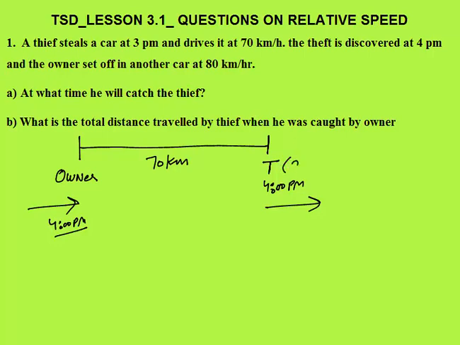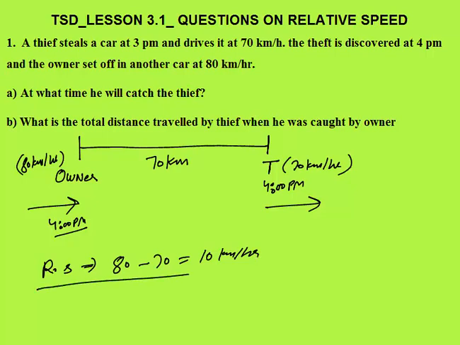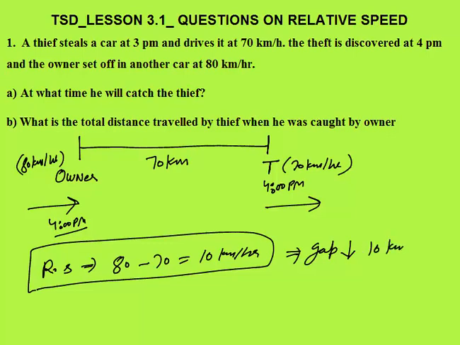Thief speed we know, that is 70 km per hour. Owner speed is 80 km per hour. Now what is the relative speed? As both are moving in the same direction, relative speed is the speed of faster minus slower. That is 80 minus 70, 10 km per hour is our relative speed. What is the meaning of relative speed? The gap between them will reduce at a speed of 10 km per hour. That is the meaning of relative speed.